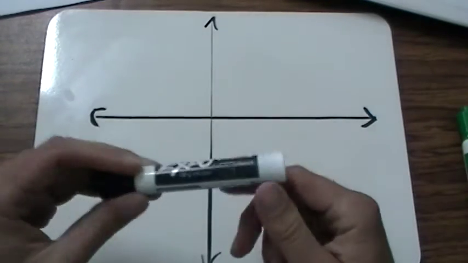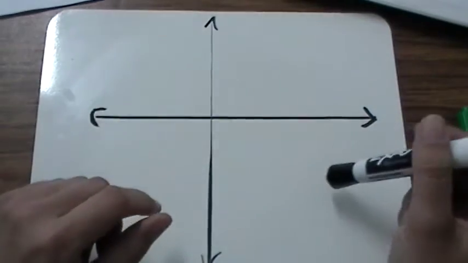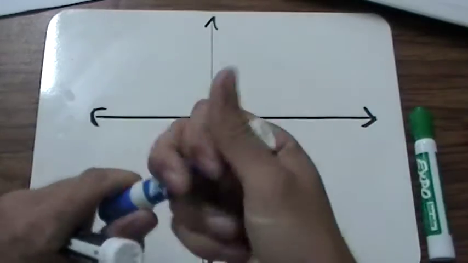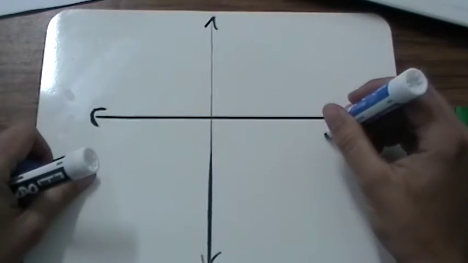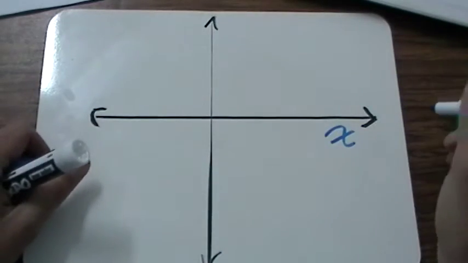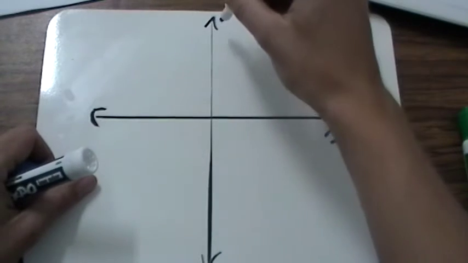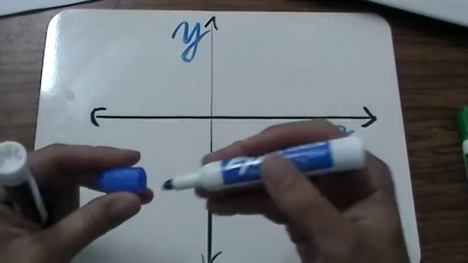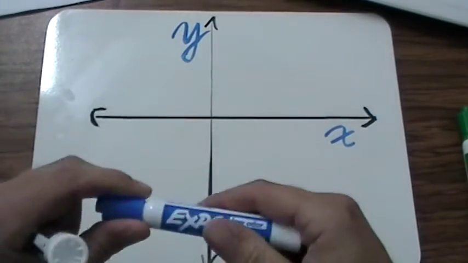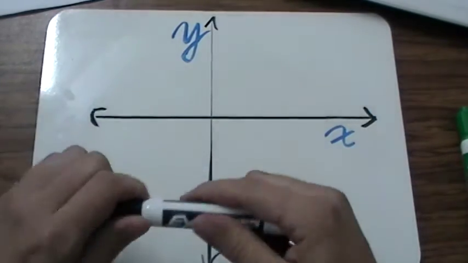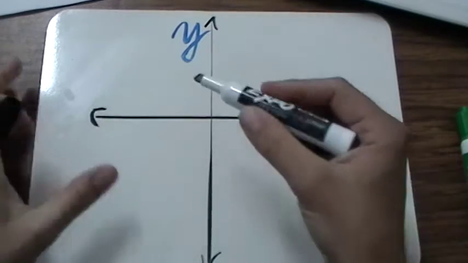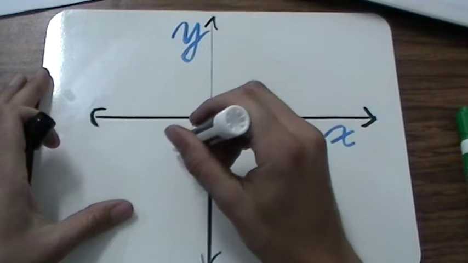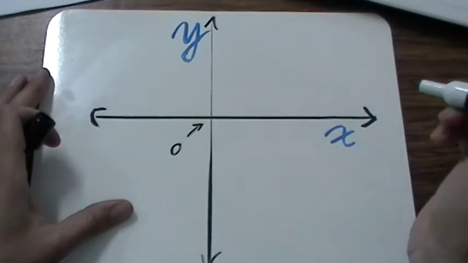Okay? The x-axis is the side to side. So the line that's side to side, we're going to call x. The line that's up and down, we're going to call y. Notice I used a cursive x and a cursive y. We're going to be using those more and more now. The center where they meet is called the origin. Call it the origin because that's the middle.